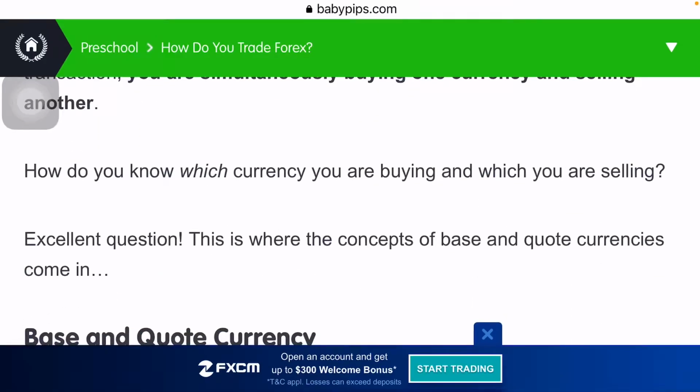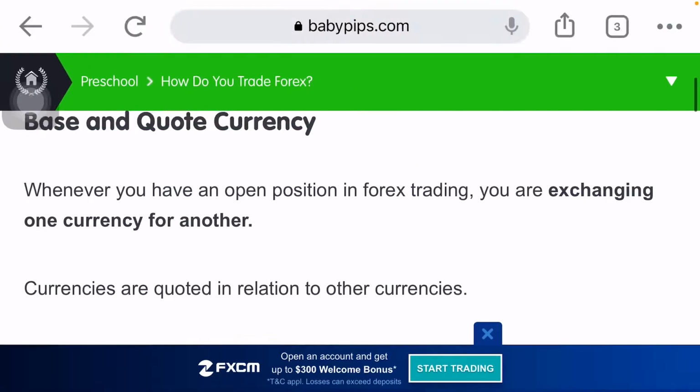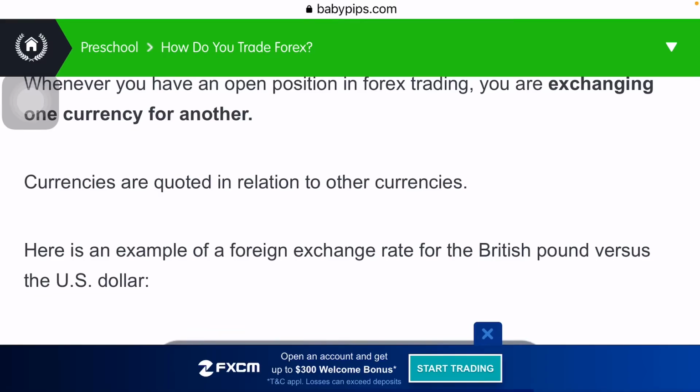How do you know which currency you are buying and which you are selling? Excellent question. This is where the concept of base and quote currency comes in. So base and quote currency: whenever you have an open position in forex trading, you are exchanging one currency for another. So currencies are quoted in relation to other currencies. Here is an example of a foreign exchange rate for the British pound versus the US dollar.